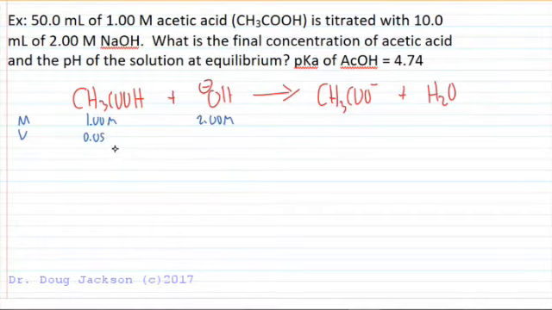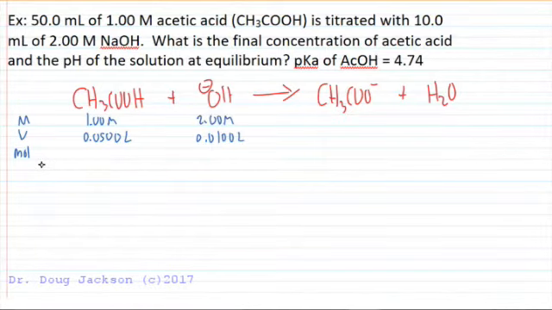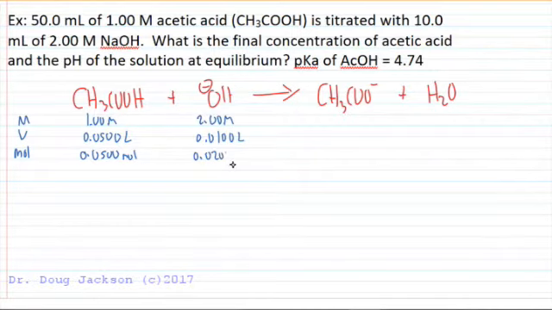50 milliliters would be 0.0500 liters to 3 significant figures, converted from 50 milliliters. And from 10 milliliters we'd have 0.0100 liters to 3 significant figures. We do this so we can always get to moles, which is always where we're going with these stoichiometry type problems. So we multiply moles per liter times liters, and that's going to give us 0.0500 moles for acetic acid, and we do the same thing to get 0.0200 moles of hydroxide.